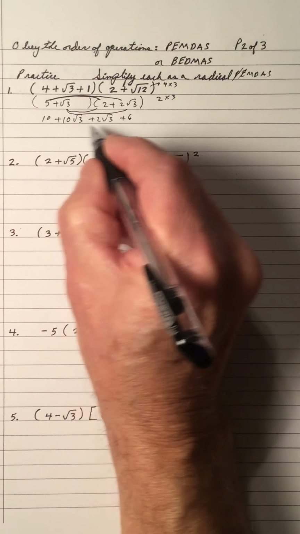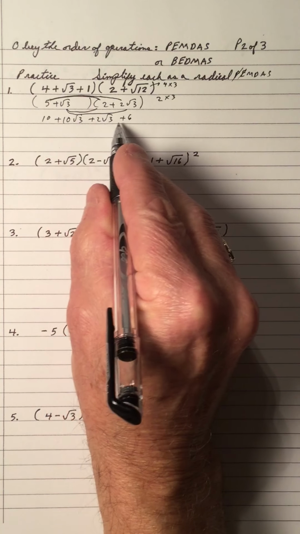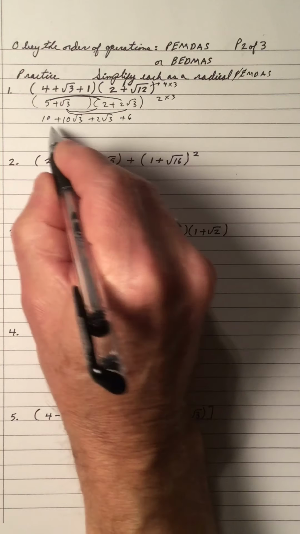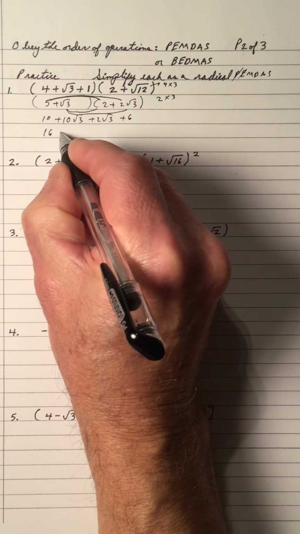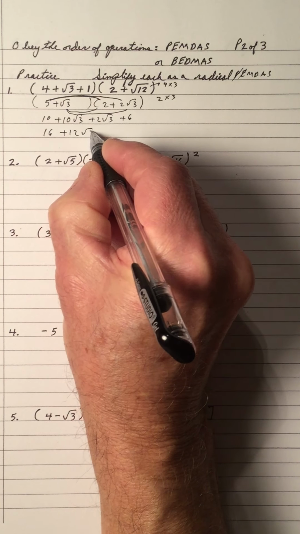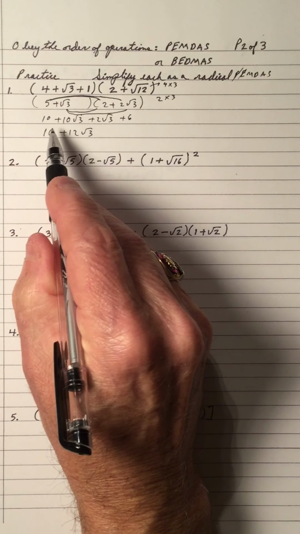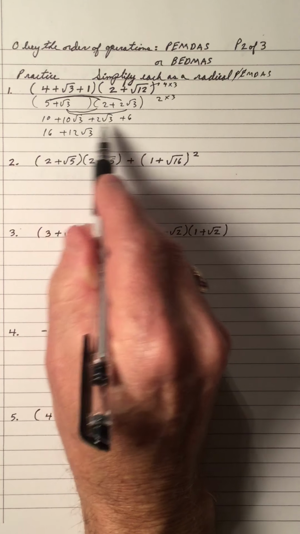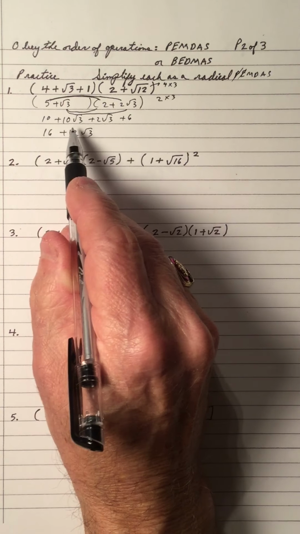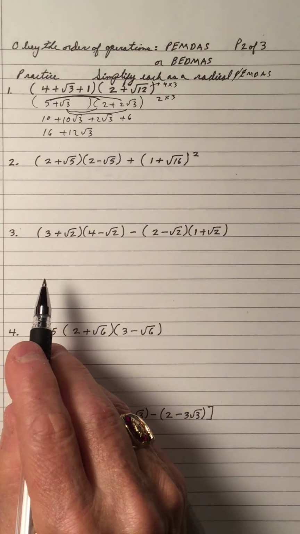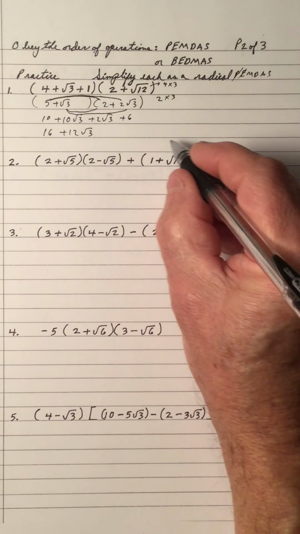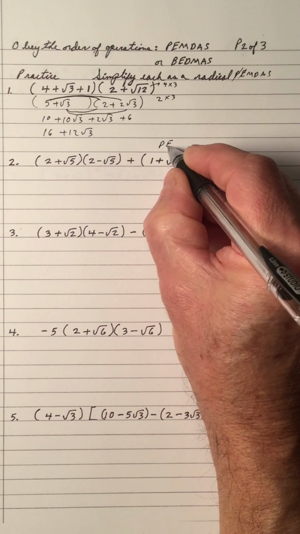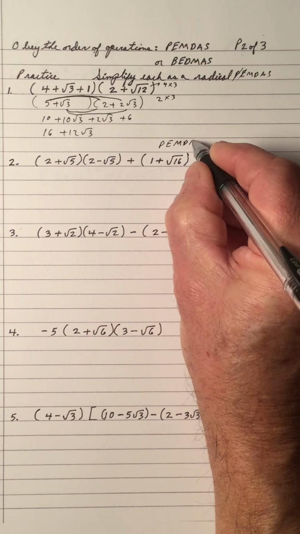And now we combine them. And if you want, these are easy to do. So I'm just going to add 10 and 6 is 16, and 12 root 3. Because by now you should be able to work these out without writing down the next step. And PEMDAS, I always write down PEMDAS, keep it in your mind.